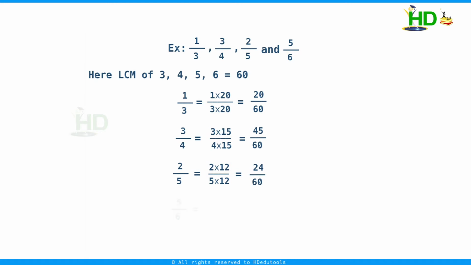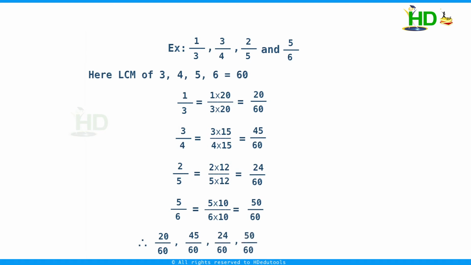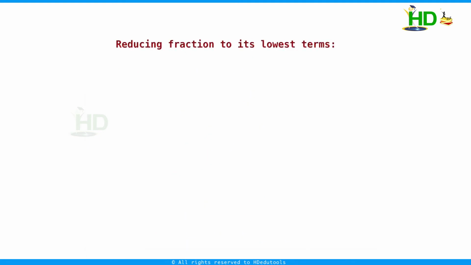And consider the fraction 5 by 6. Here the denominator is 6. We have to convert this into 60. For this we multiply 6 with 10 and also we multiply the numerator with 10 so that the value of the fraction should not change. Therefore 5 by 6 can be written as 5 into 10 divided by 6 into 10, that is 50 by 60. Therefore the given fractions become 20 by 60, 45 by 60, 24 by 60 and 50 by 60, and these are like fractions. Reducing a fraction to its lowest terms.